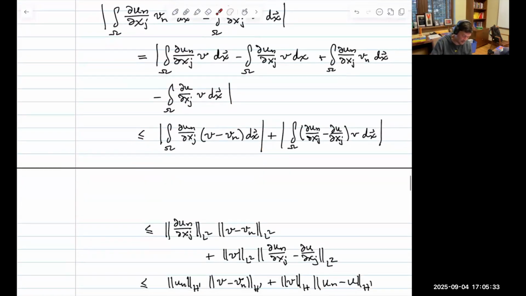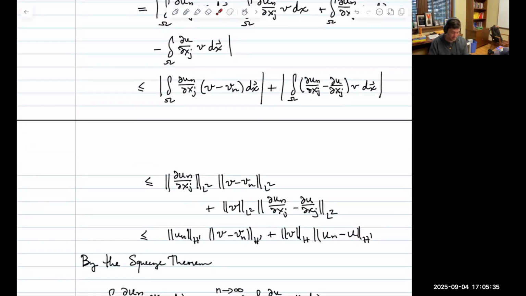And that looks correct now. Now I'm going to use the Cauchy-Schwarz inequality. So what does Cauchy-Schwarz say? Cauchy-Schwarz says that this integral is less than the norm of that integrand times the norm of that, or that part of the integrand.